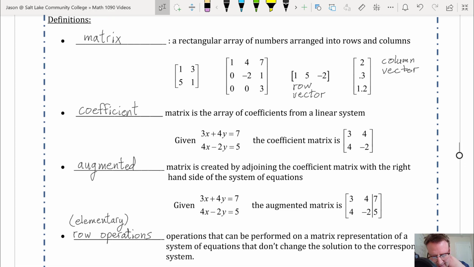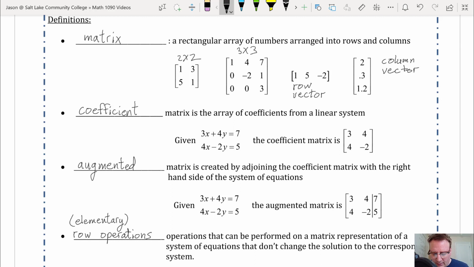So I have a couple of examples here. The first grid of numbers has 4 numbers in it. We call this a 2 by 2 matrix because it has 2 rows and 2 columns. The next matrix here has 3 rows and 3 columns. It's a 3 by 3 matrix.